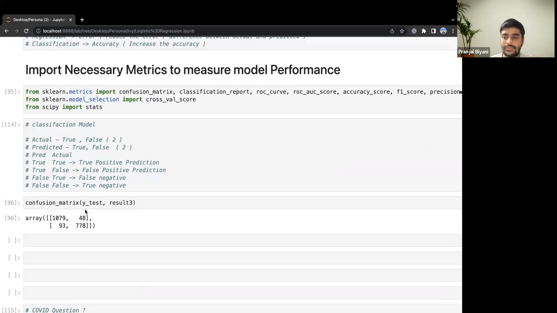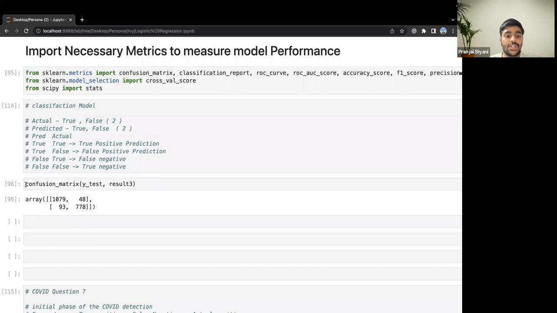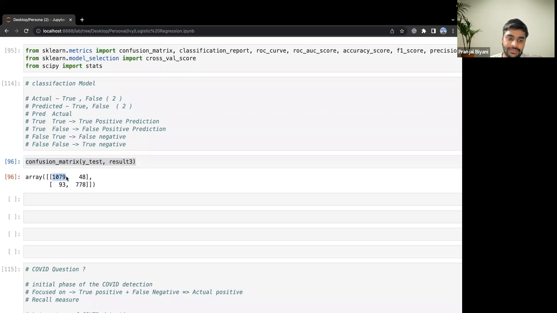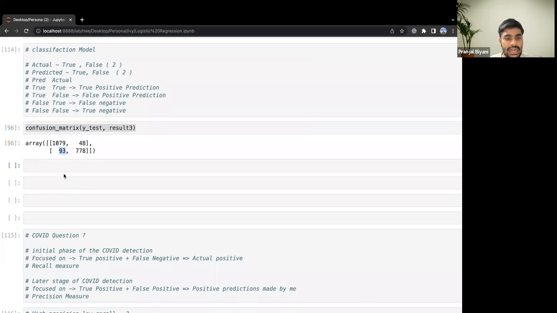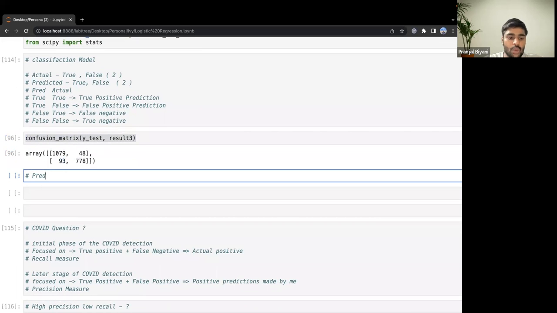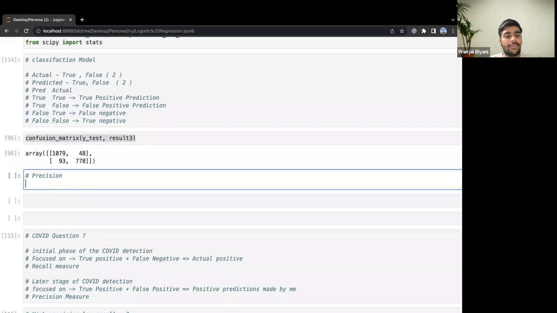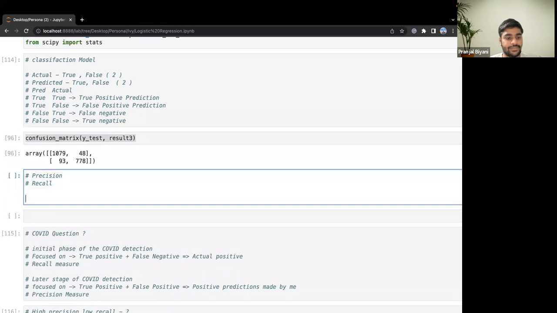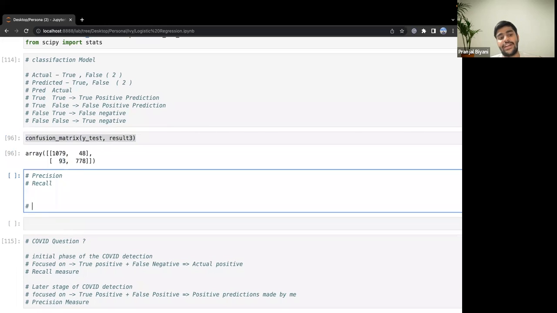Great. So guys, the confusion matrix gives us true positive, true negative, false positive, false negative. That is the confusion matrix. Now let's get into a little more detail. There are two very specific measures called precision and recall. First, let us look at use cases of precision and recall.